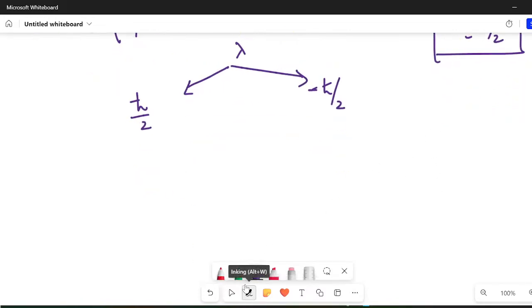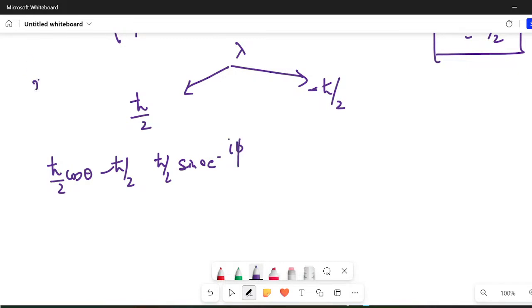So if I use this h cut by 2, what will I get? I know that my equation was h cut by 2 cos theta minus lambda, so it will be this. Then I had h cut by 2 sin theta e^(-iφ), and let us write the column vector to be (x1, x2). I'm writing the transpose here so that I can economize on space. So this is one thing, and here you have sin theta e^(iφ).